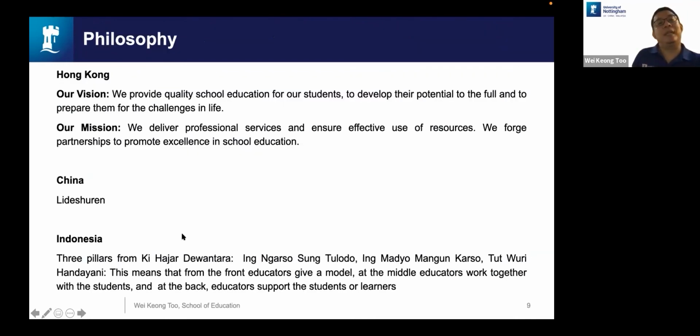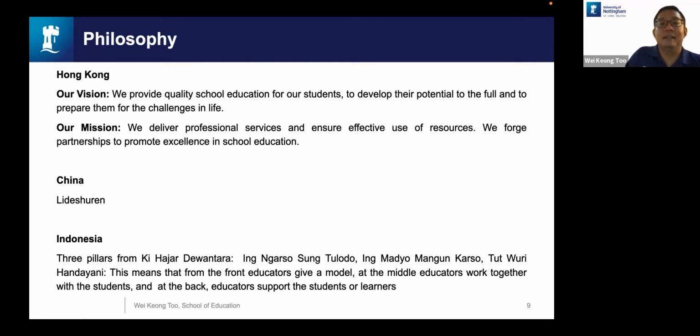So let's look at philosophy. I'm just randomly picking 3 of them to show you the differences. Now for Hong Kong, they have a vision and mission. You see, they have that we provide quality school education for our students to develop their potential to the full and to prepare them for the challenges in life. The mission, we deliver professional services to ensure effective use of resources. We forge partnerships to promote excellence in school education.